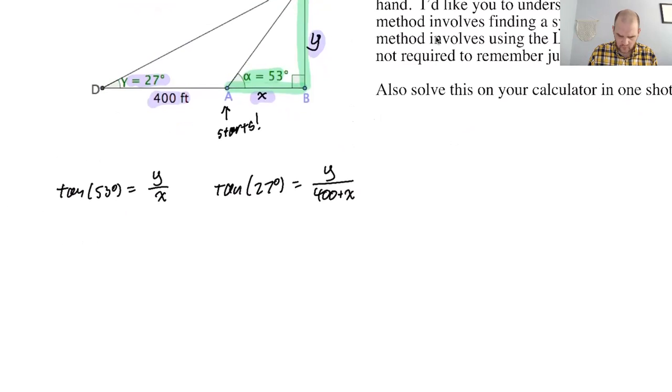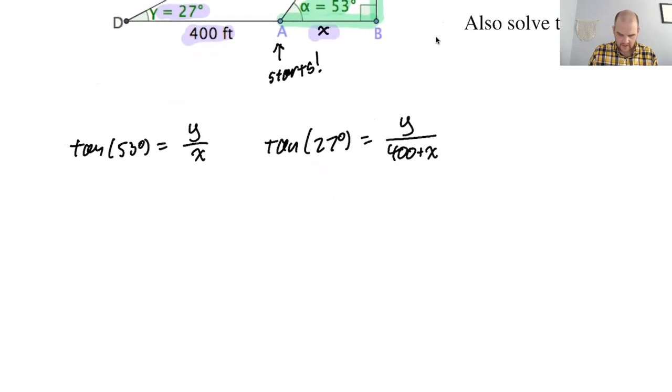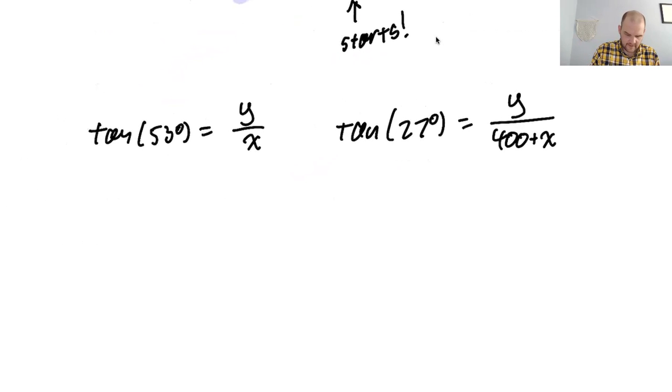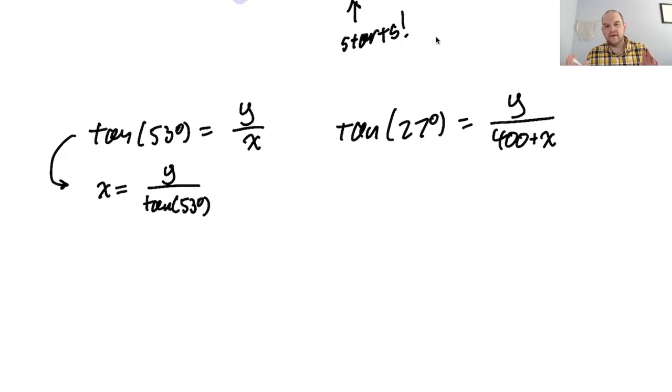So we're trying to solve for y, so we should probably try to get rid of x. What I'm thinking is I'm going to start with this one. Okay, x is equal to, what is x equal to? If I bring the x over, I get x tan of 53 equals y. So x is equal to y divided by the tan of 53. Okay, that's one thing.